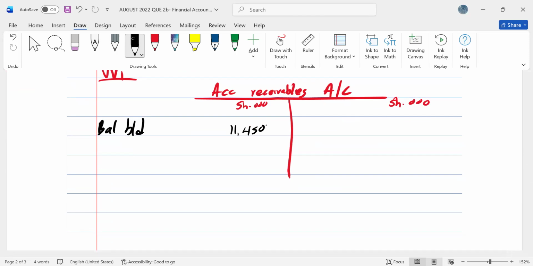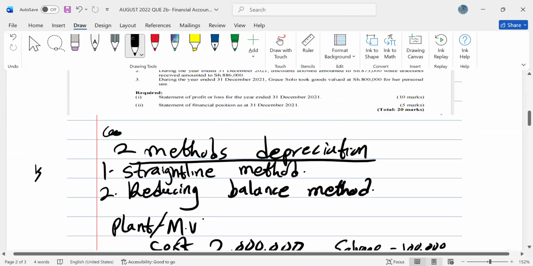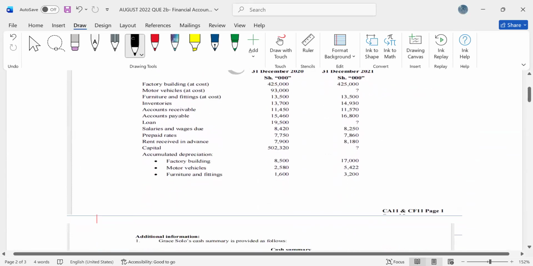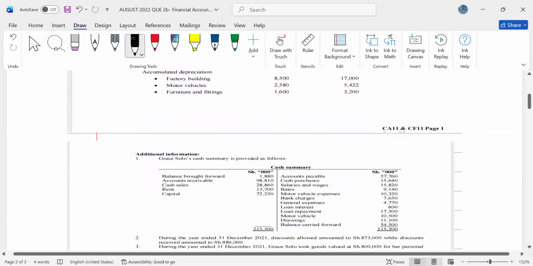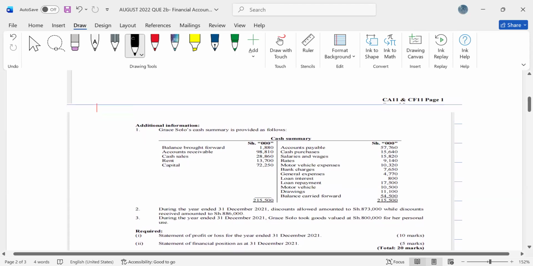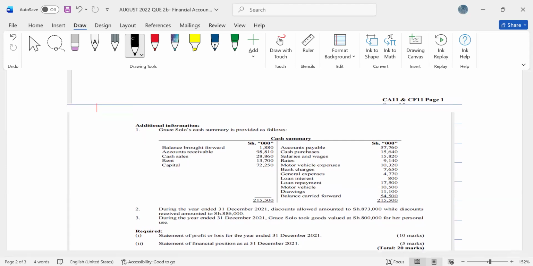Then, did we have any cash stroke bank? Did we have anything in terms of cash stroke bank? Now let's look at additional information number one. If you look at additional information number one, we have got cash sales.